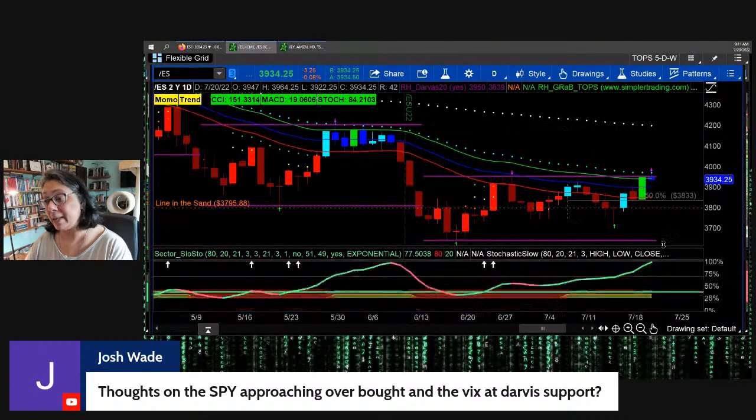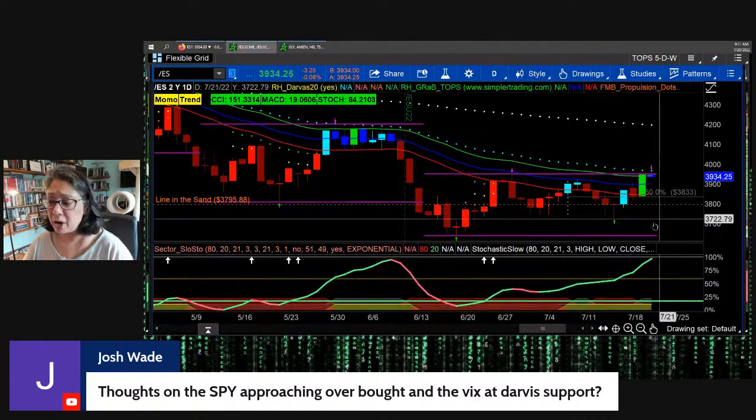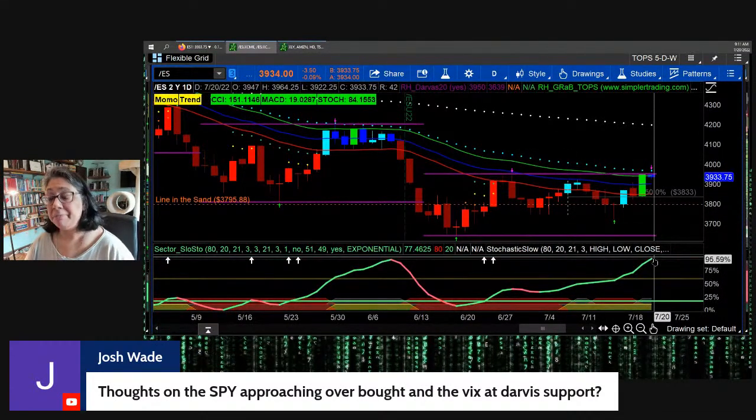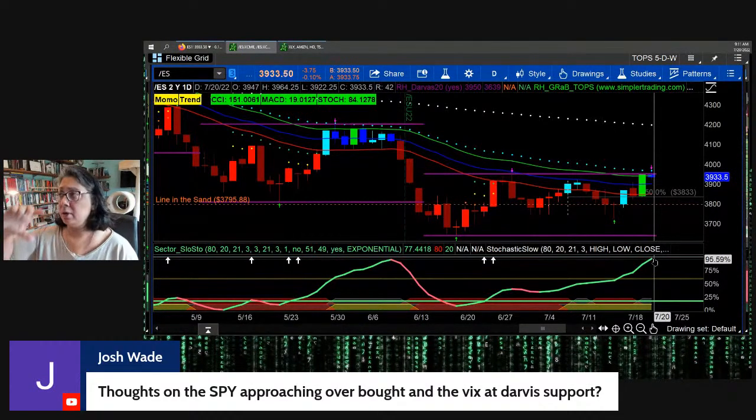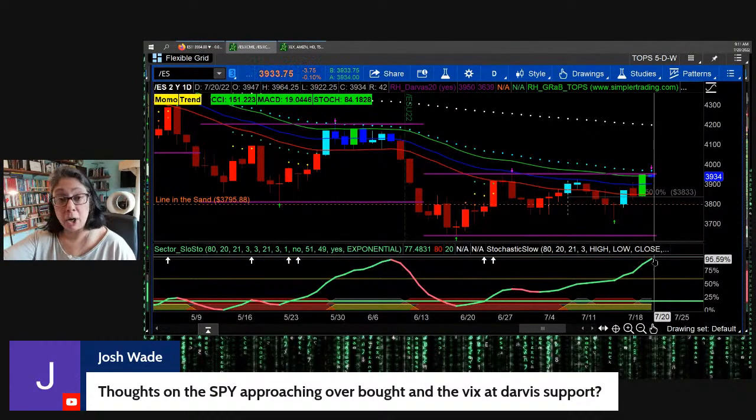And now here's where you take the next step. Is the Darvis by itself enough? It could be. It could be. But if I can confirm with an indicator what's happening with price, are we in chop? Check. Are we nearly overbought?